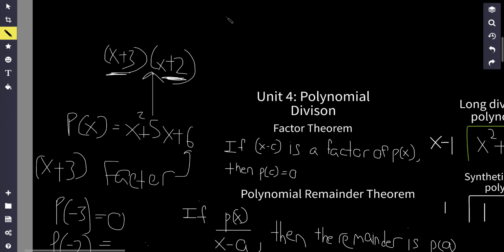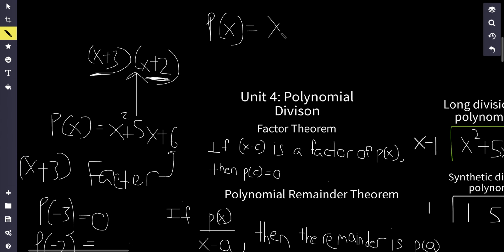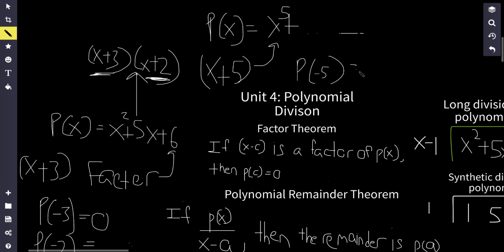And the good thing about the factor theorem is that it can extend to higher order polynomials, or higher degree polynomials. So if I have a function p of x equal to x to the 5th power plus, and then blah, blah, blah, and I'm given that x plus 5 is a factor of this polynomial, then that means that p of -5 is going to be equal to 0, okay?